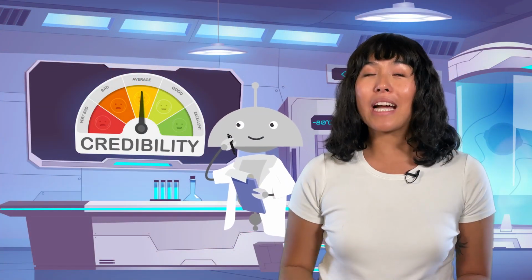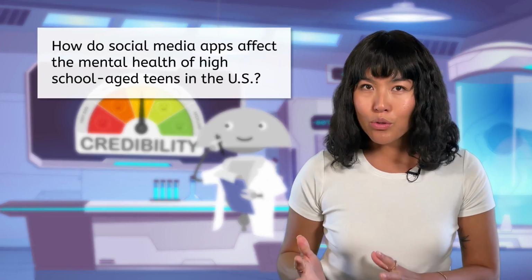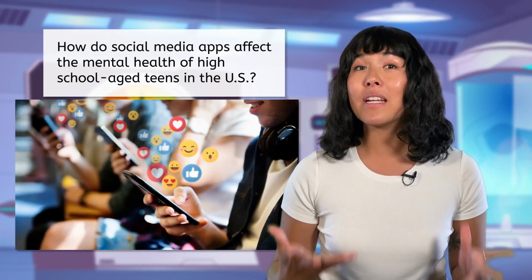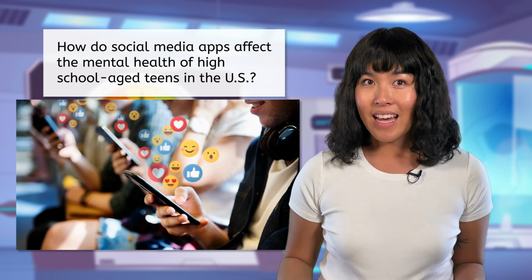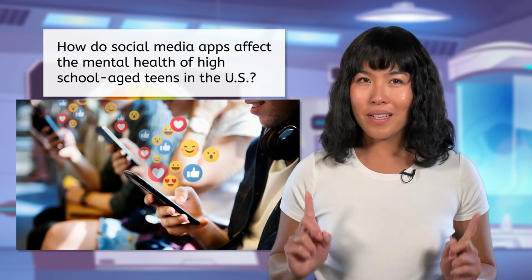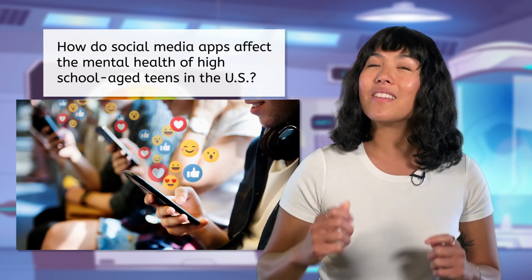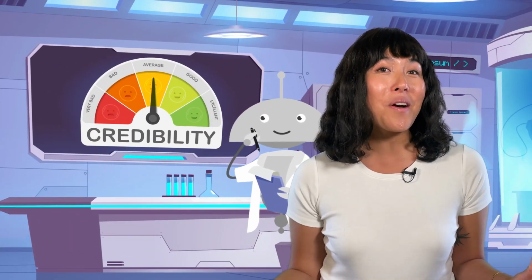I'm going to go back to my research question from the first lesson of this unit. How do social media apps affect the mental health of high school-aged teens in the US? I found a source that may help answer this question. Let's plug the details into my creation, the Trustometer. Okay, it's booted up and ready to go.